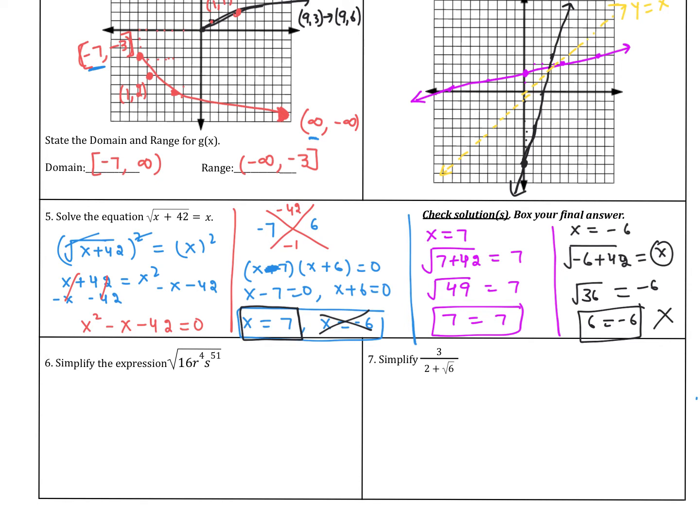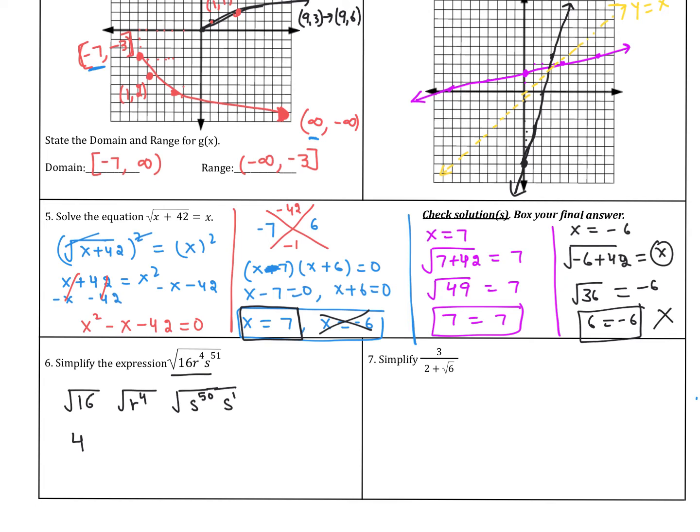The next question is number 6, where you're going to solve this expression and simplify it. We can either separate them, or we can just do it in the same radical. If we separate them, we should know that the square root of 16 is possible. The square root of 16 is 4.